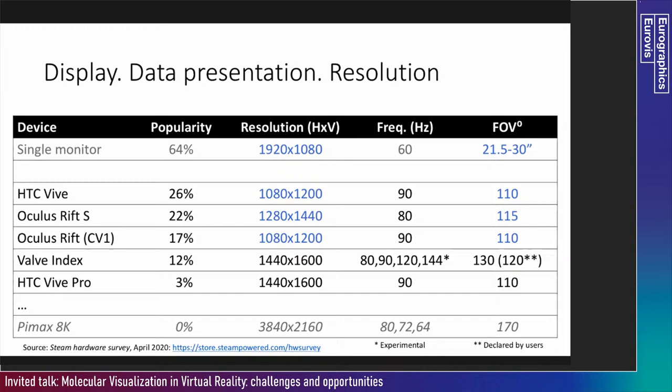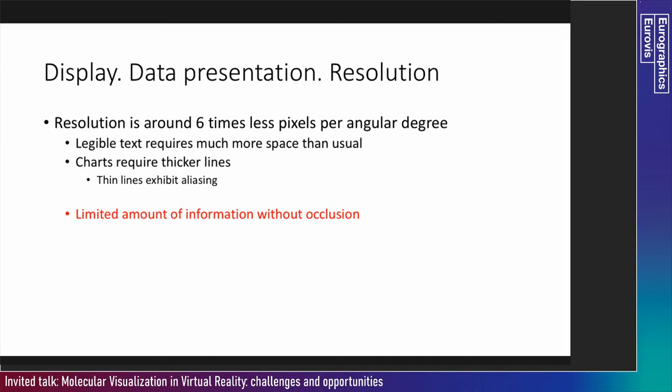On the other hand, HMD devices have like 2 to 3 times this field of view because they go up to 110, 115, 120 degrees of field of view. And the frequency is larger, 90, 80, something like that. But the resolution is half. It's like 1080. So this means that basically we have 6 times fewer pixels per angular degree in an HMD. As a result, if we want to put text that is legible, we require much larger fonts than usual. And as a result, everything, charts, labels, whatever, will occupy a lot of space. The consequence is that we cannot put as much information as we might think that we could without occluding it.